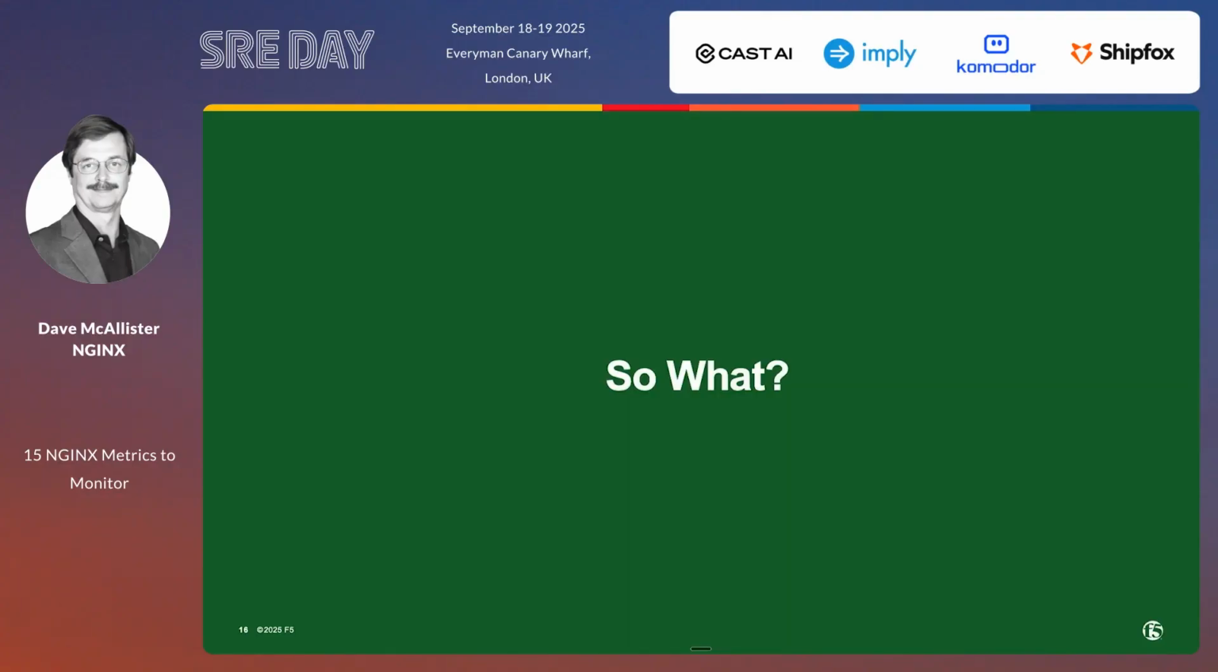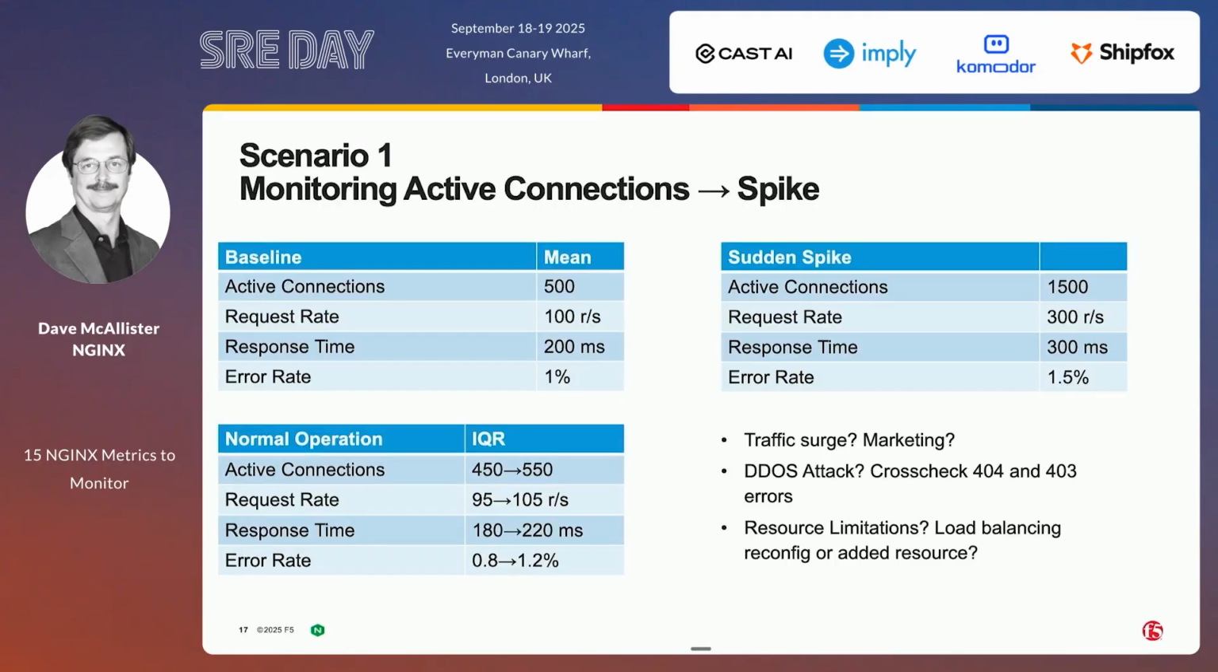So what? Each of these things has a different way of showing you information. And so we're going to look at a handful of scenarios here. Now, I'm probably going to dash through these pretty quickly here, but let's talk about them. We're going to monitor active connections, and we see a sudden spike come in.